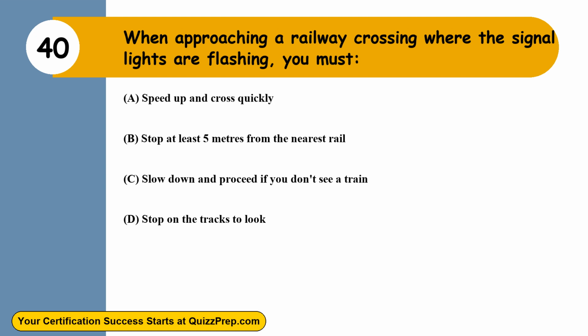Question 40. When approaching a railway crossing where the signal lights are flashing, you must: Option A, speed up and cross quickly. Option B.